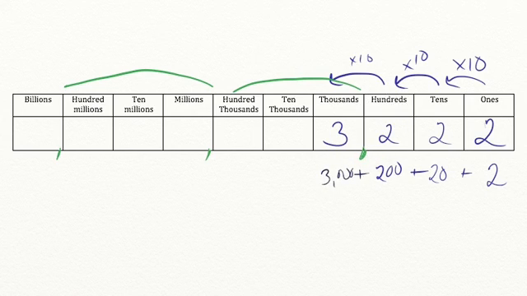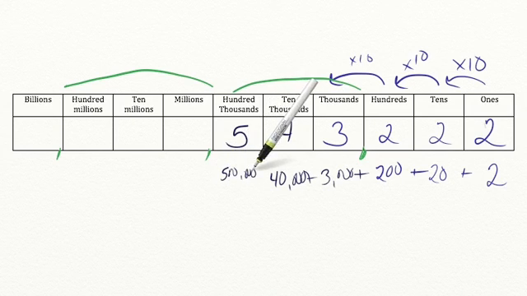If we move on to the 10,000s place, this represents 40,000. And then let's put a 5 in the 100,000s place. This number now represents 500,000. So if we were to say this number, we would say 543,222. But we're not done yet. We still have a few more place values to go.